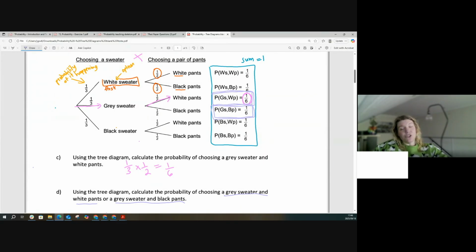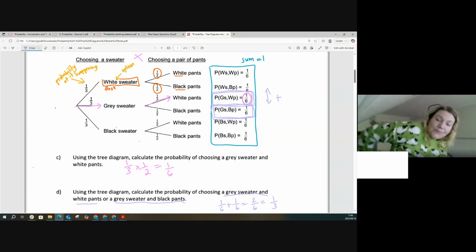So when we have two, when we're working this way, if we're wanting to look at multiple things, then we're going to add them. So we're going to say, okay, we have a sixth plus a sixth, which gives us 2/6, which gives us a third. You can leave it as 2/6, if you want to.